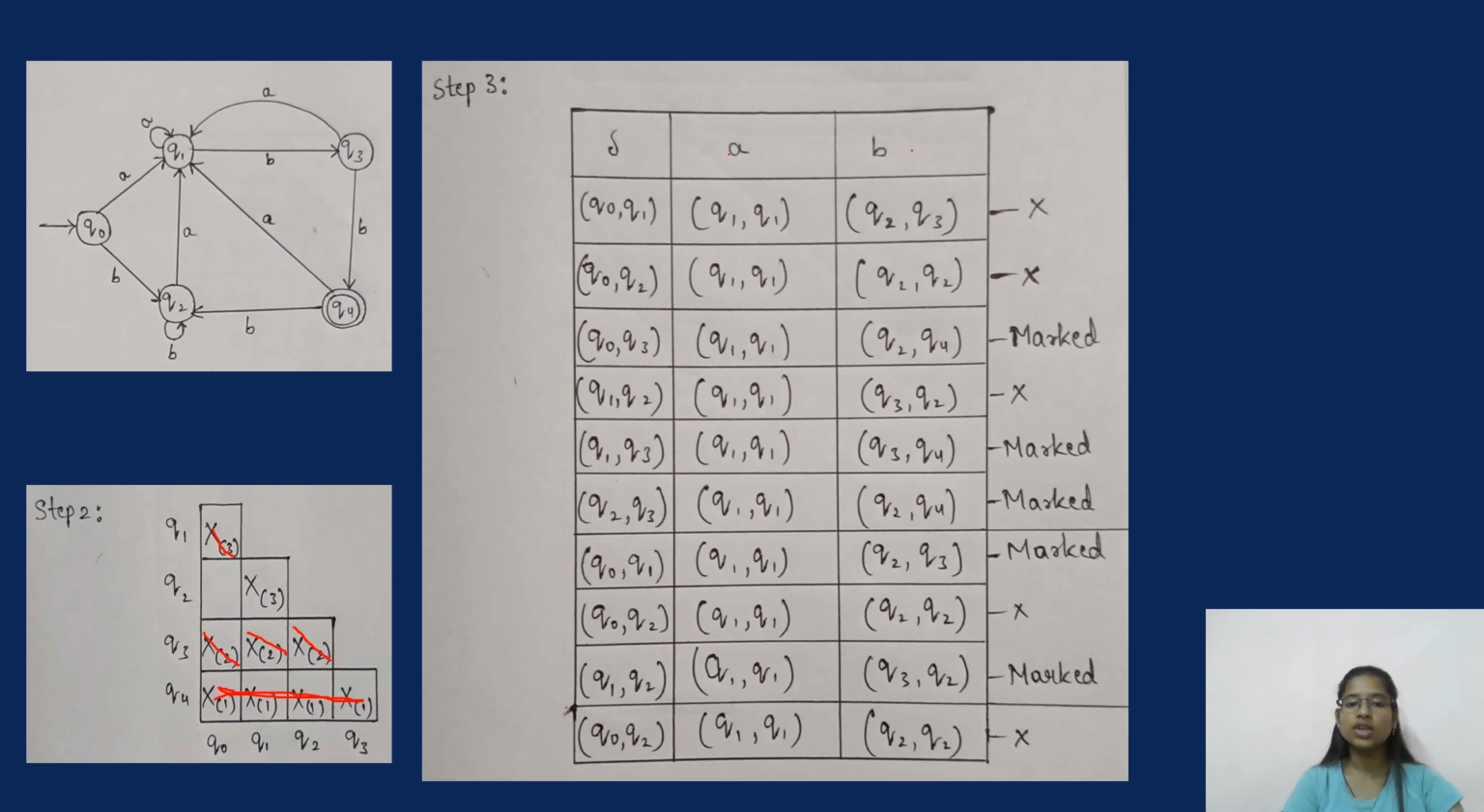We'll move to the last one, q1 comma q2. q1 on A goes to q1, q2 on A moves to q1, q1 on B moves to q3, and q2 on B moves to q2. So this is looped. We'll check q3 comma q2. This is marked, so we'll mark this state. Then we'll check the other one again. As we got the result as looped, this state remains empty. So q0 comma q2 is not marked, and this becomes our new state.